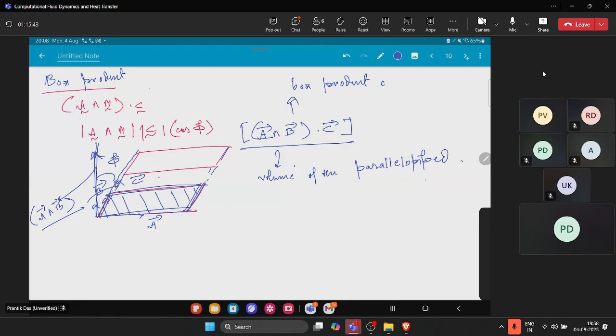or scalar triple product. So is it clear to all of you?